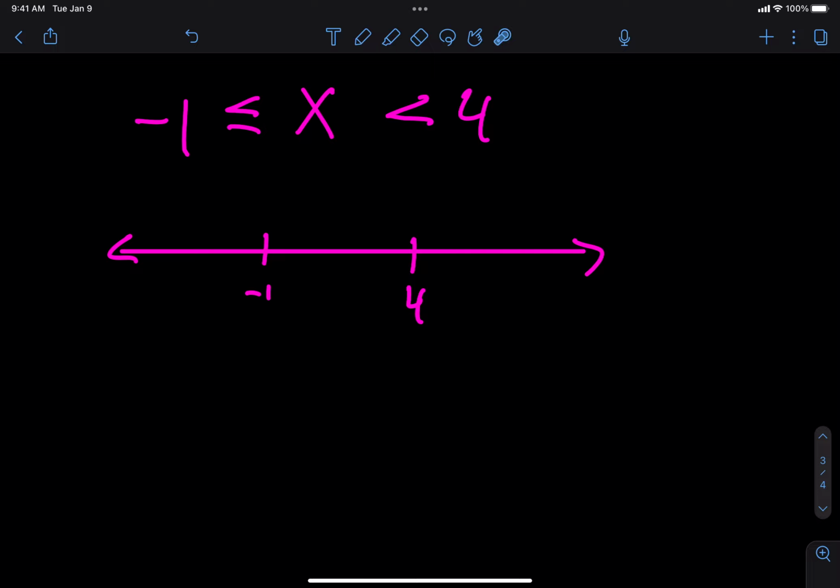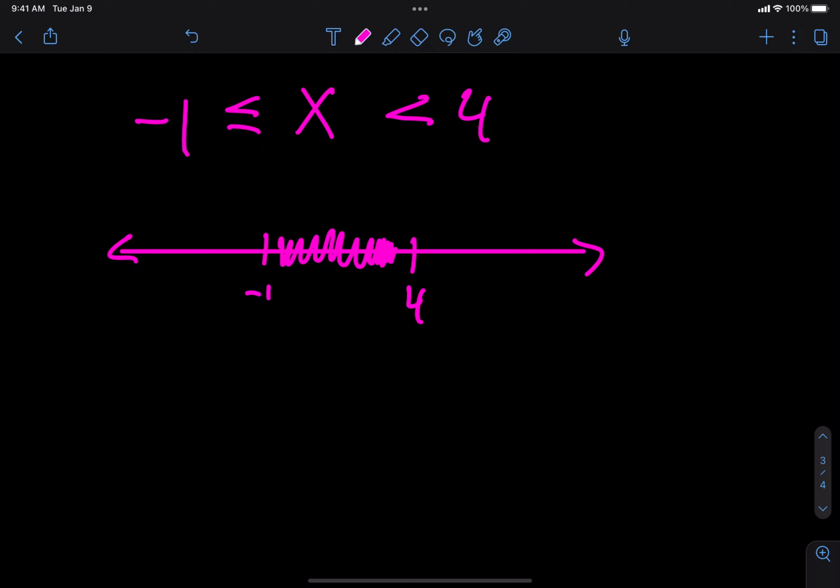I've got 2 options, right? One is to shade here and here, okay? And the other would be to shade in the middle. But I should do it in the middle, right? Because we want x to be a number which is smaller than 4 and bigger than or equal to negative 1. So I'm going to shade in the middle.